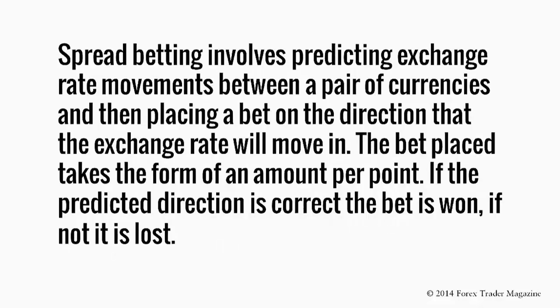Spread betting involves predicting exchange rate movements between a pair of currencies and then placing a bet on the direction that the exchange rate will move in. The bet placed takes the form of an amount per point. If the predicted direction is correct, the bet is won. If not, then it is lost.